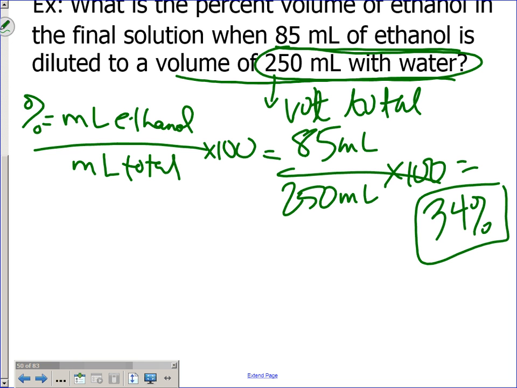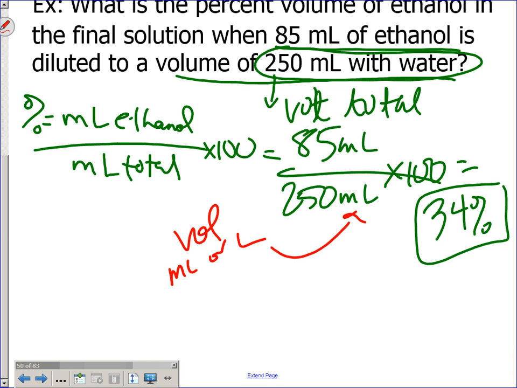Okay, let's do one more like this. Let's do 15 on your problem set. Does the unit matter? Good question. Sorry, I did not say that. The unit for volume needs to be the same for top and bottom, but it could be either milliliters or liters, as long as it's the same.